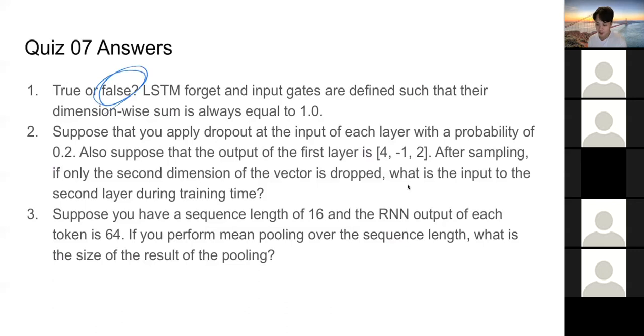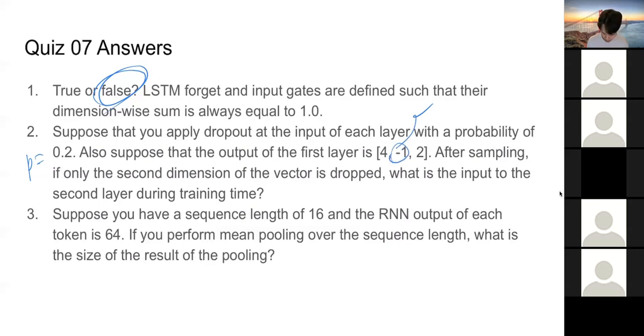And number two, I think this was probably the hardest question, not just on this quiz, but on the entire quiz we took this semester. Suppose that you apply dropout at the input of each layer with the probability of 0.2, so p equals 0.2. The output of the first layer is 4, negative 1, and 2. After dropout sampling, only the second dimension of the vector is dropped, so that is gone. Then what is the input to the second layer during training time?